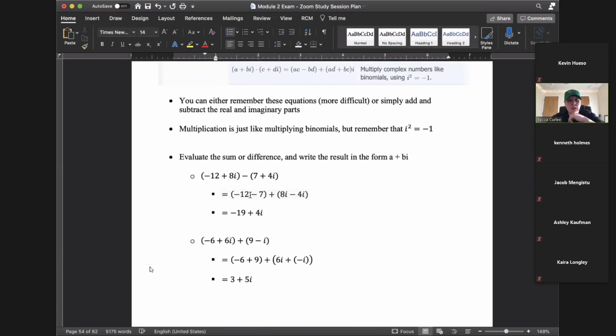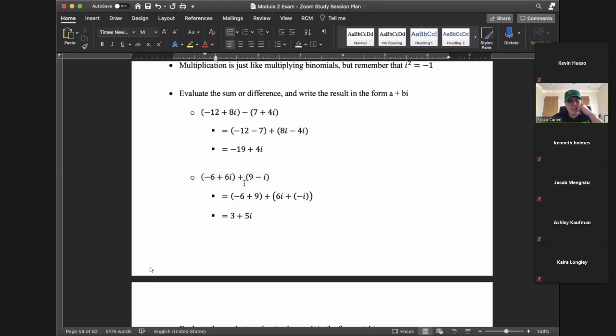So evaluate the sum or difference and write the result in the form a plus bi. We've got -12 plus 8i minus 7 plus 4i. So we're just going to take these real parts right here and subtract them from each other. And we're going to take the imaginary parts and subtract them from each other. So we've got -12 minus 7 plus 8 minus 4i. So then that gives us -19 plus 4i.